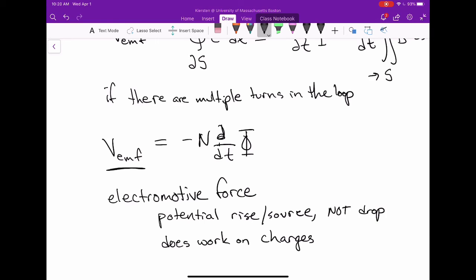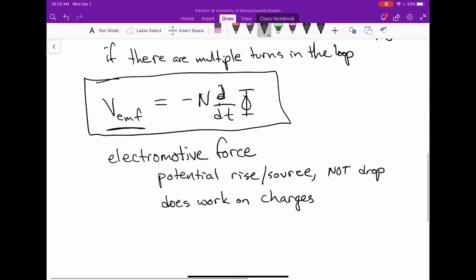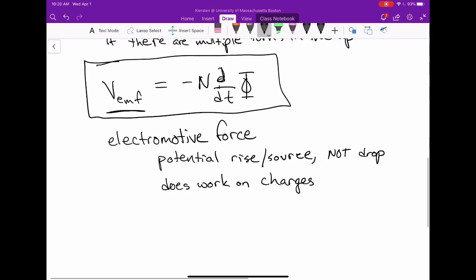This concept, this Faraday's law concept right here, and also the statement above it, is how electric motors and electric generators work. So it's a very important law, and it has a lot of interesting implications. There are 3 different ways to generate an EMF.